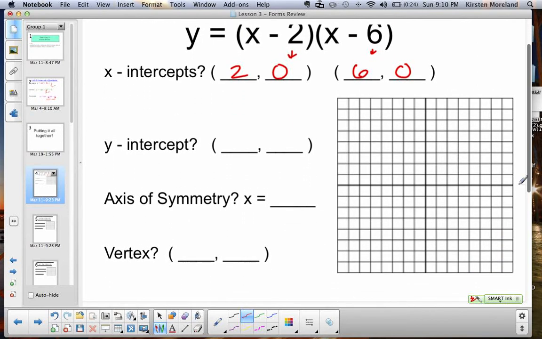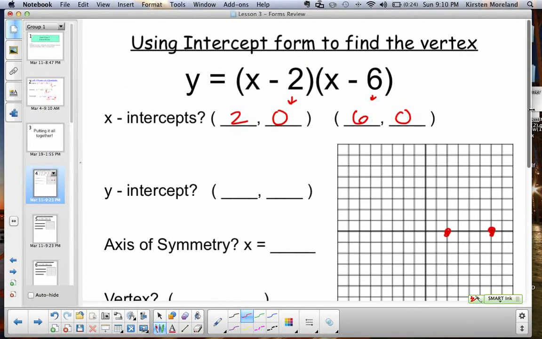So I'm going to go to my graph, and I'm going to plot them. I got (2, 0) and (6, 0). Now to find the y-intercept, remember the y-intercept is always when x equals 0. So I'm going to go up to my equation, and all I'm going to do is plug in 0 for x. So it's going to be (0 minus 2) times (0 minus 6), which is really just negative 2 times negative 6. So my y-intercept is going to be at 12.